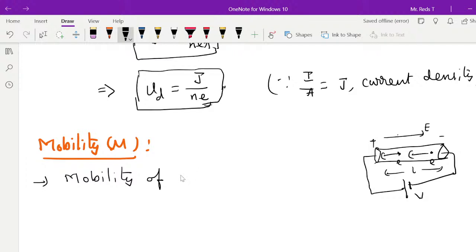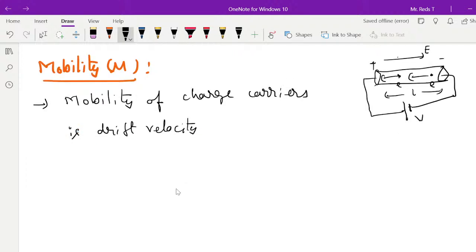So, mobility of charge carriers, either electrons or protons, is defined as the drift velocity gained per unit electric field. Velocity when defined like this: drift velocity gained per unit electric field. So how can you express this mathematically, and how can you measure this?